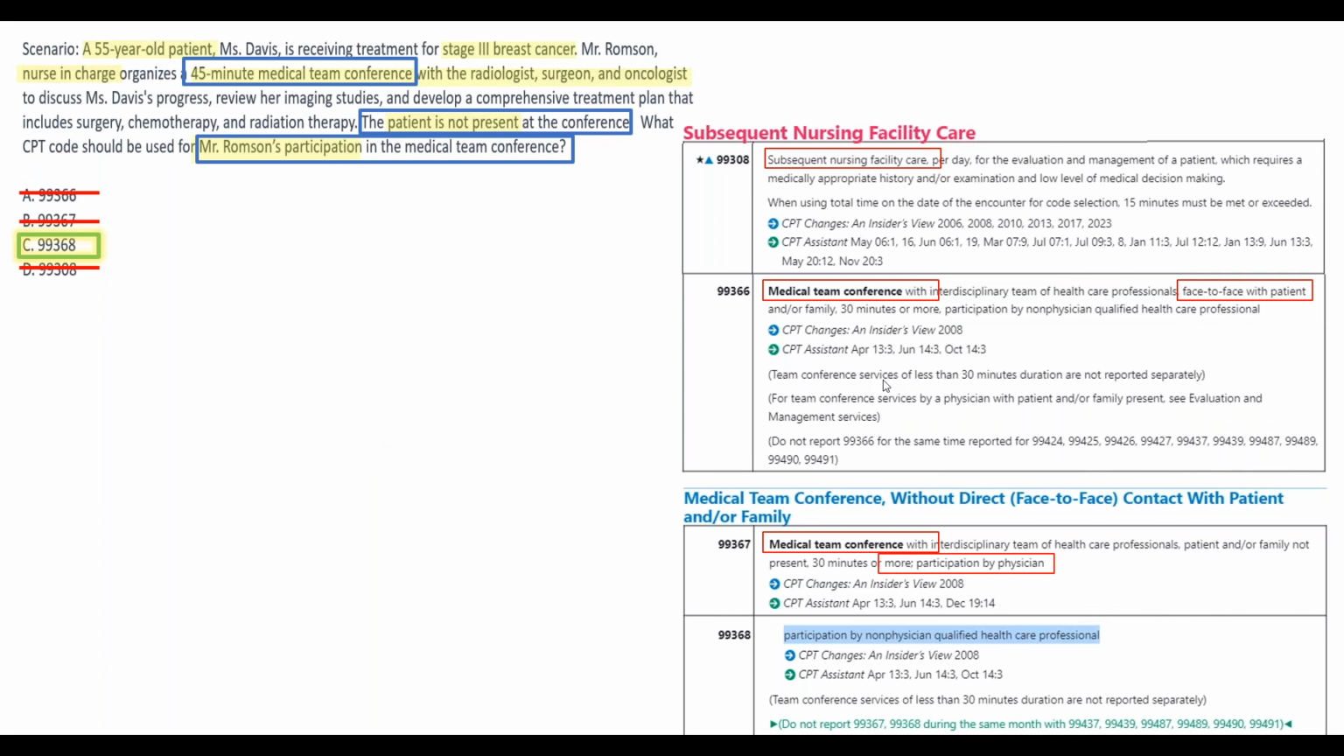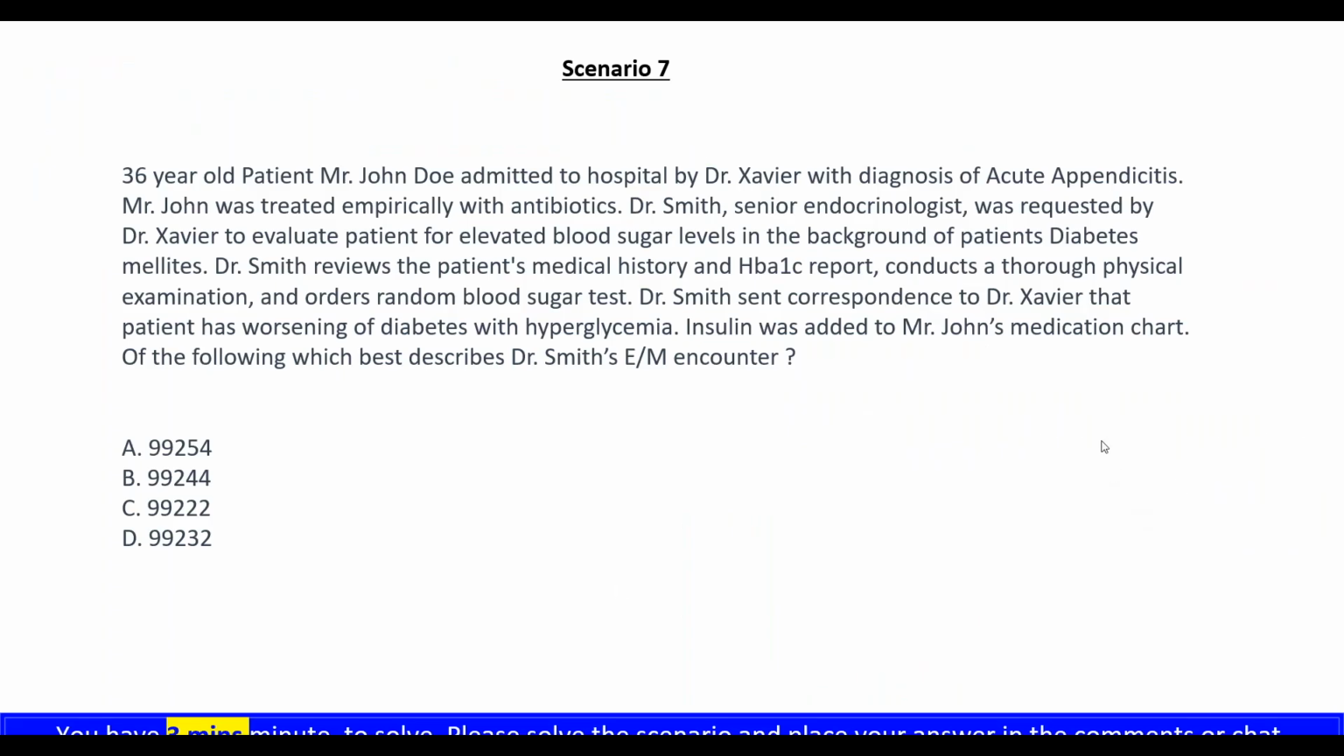Yes, everyone is ready to move to the next scenario, and we are having scenario number 7. Of the following, which best describes Dr. Smith's E&M encounter? Option A, 99254, option B, 99244, option C, 99222, option D, 99232.